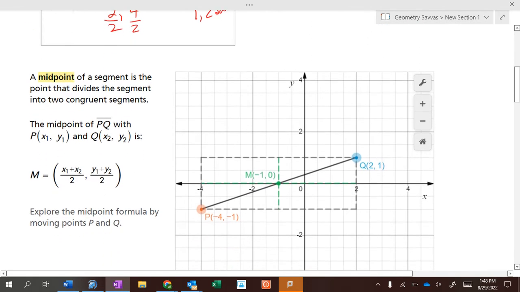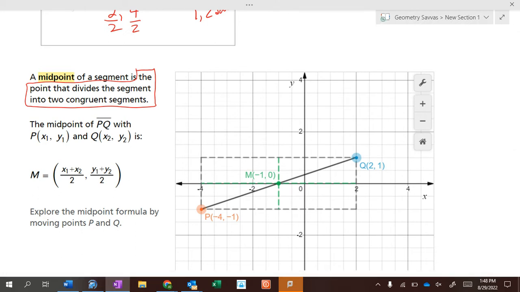So we're going to do what's called the midpoint formula. And the midpoint of a segment is the point that divides a segment into 2 congruent segments.